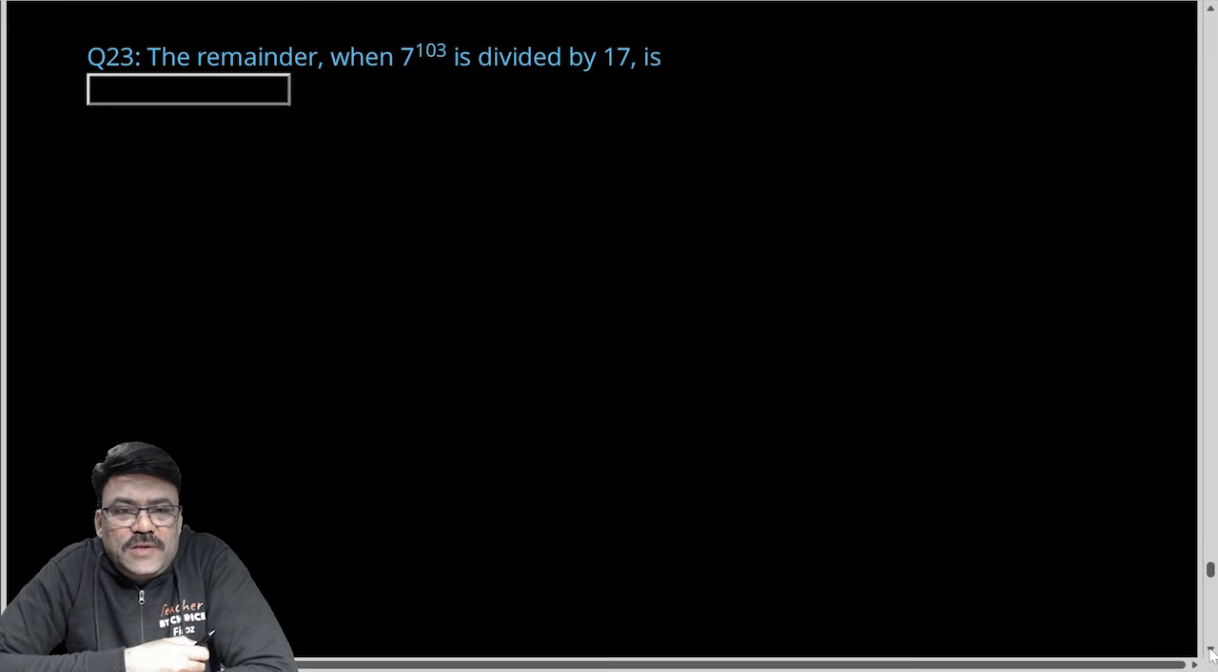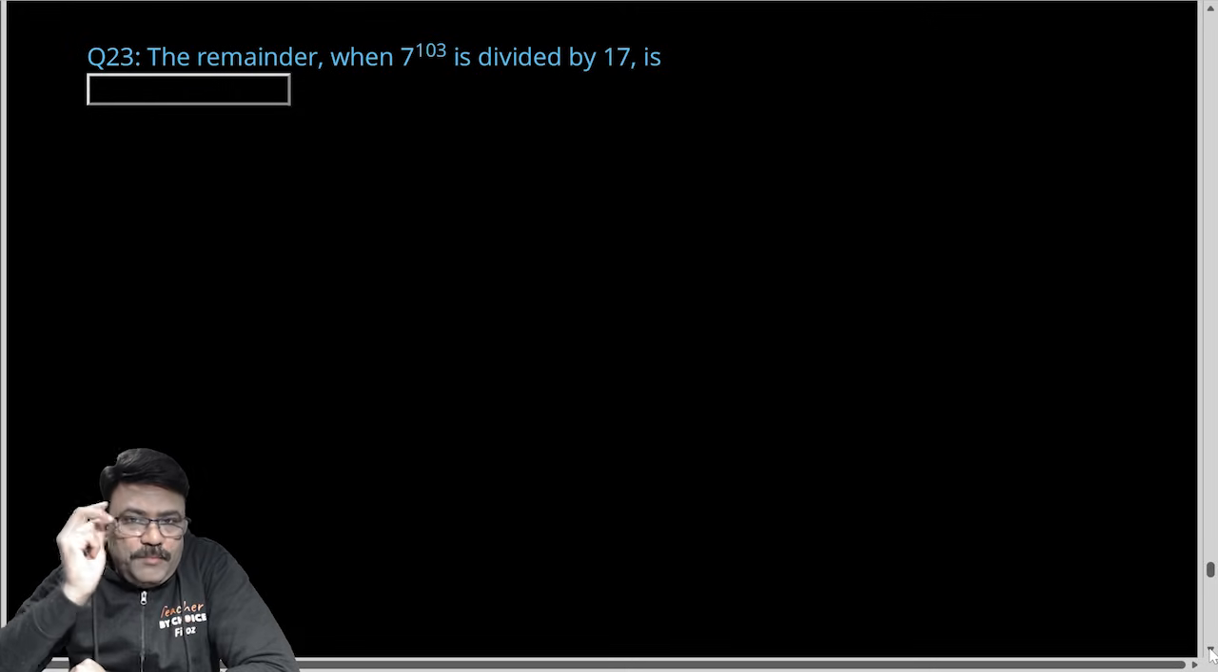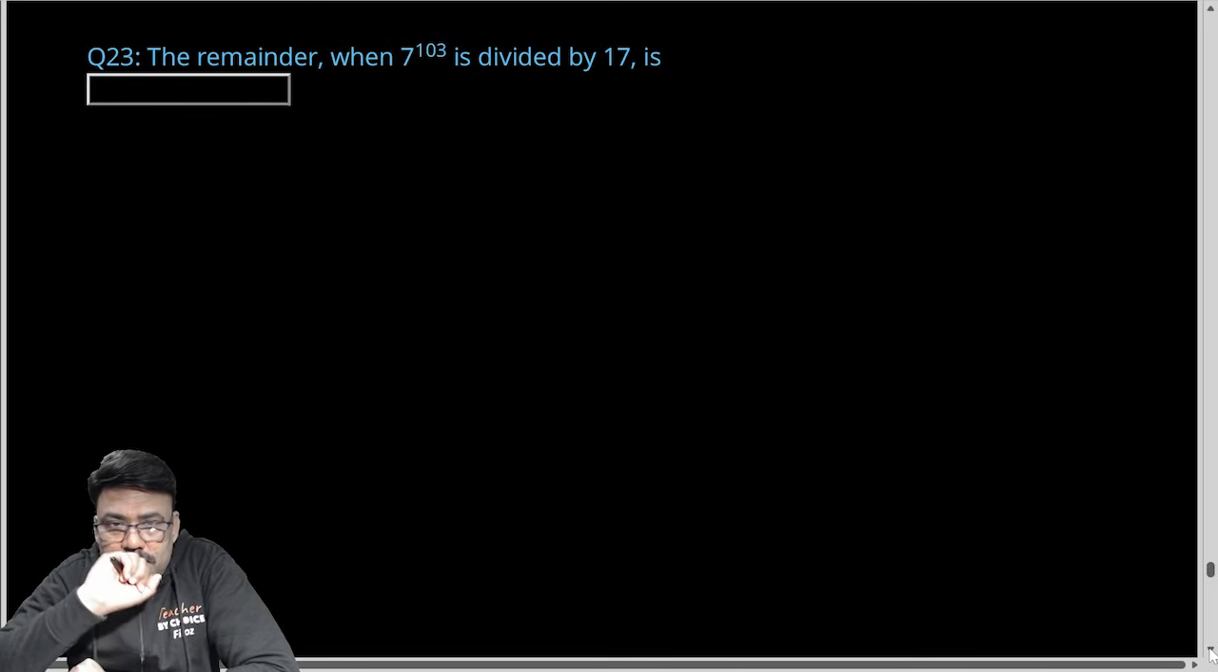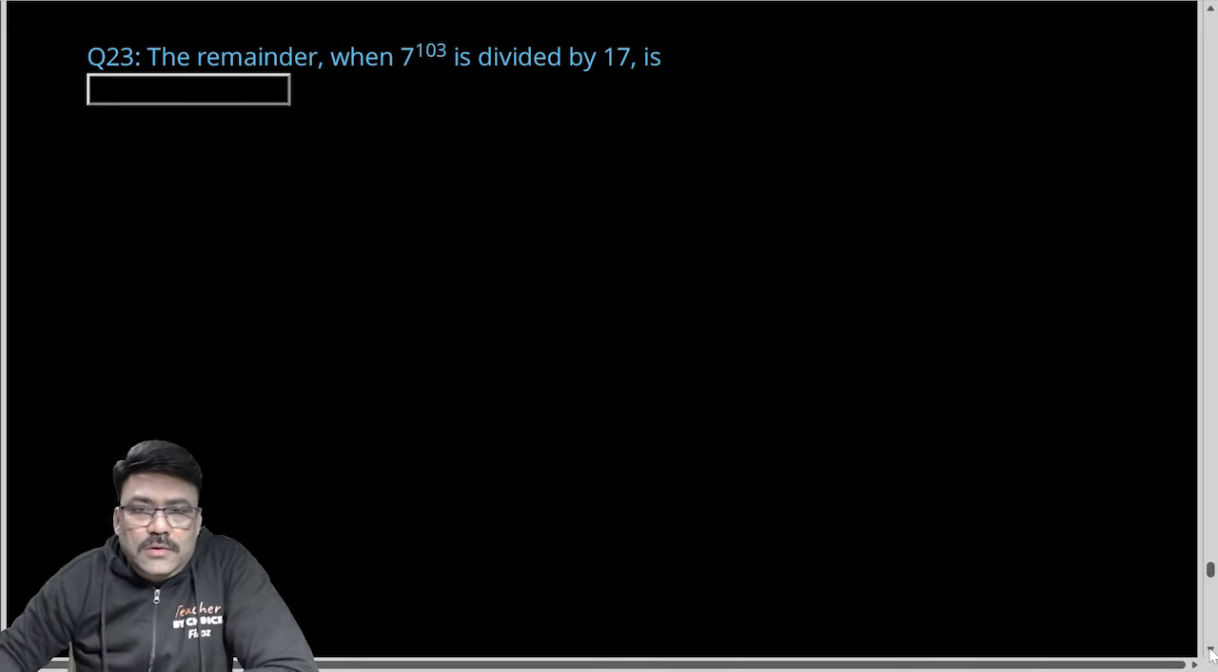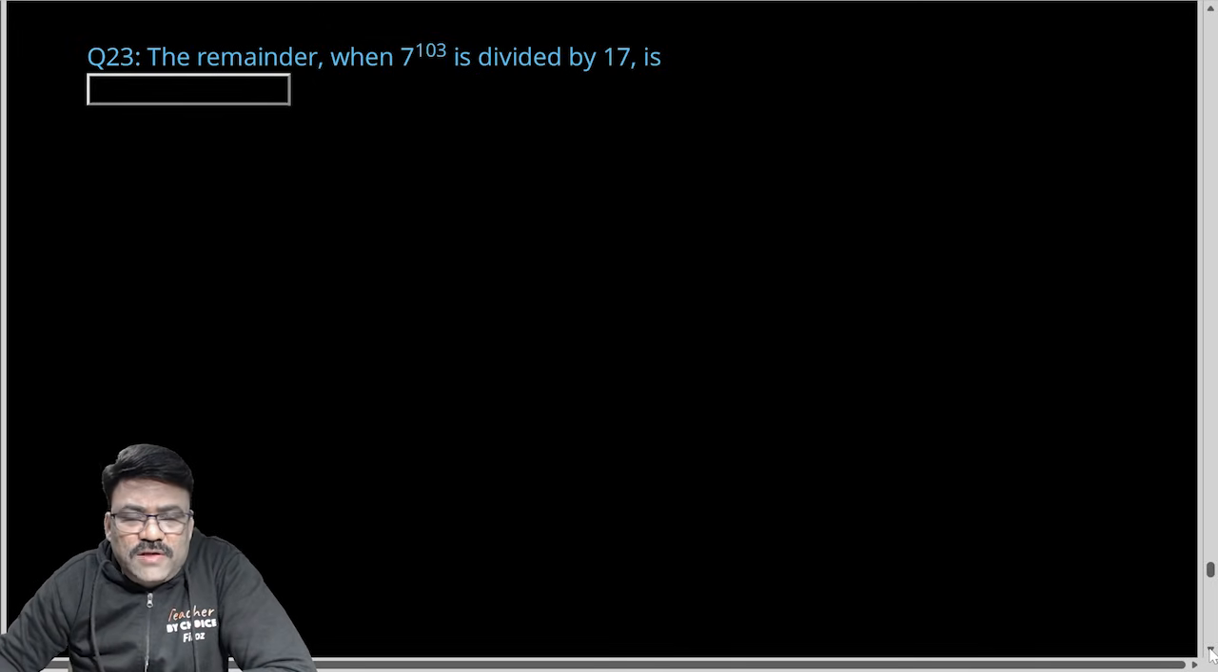So you have to find the remainder when 7 raised to 103 is divided by 17. Since you are dividing by 17, try to bring a multiple of 17 in the base. Actually 7 squared will be 49. 49 can be written as 51 minus 2. 51 is a multiple of 17.